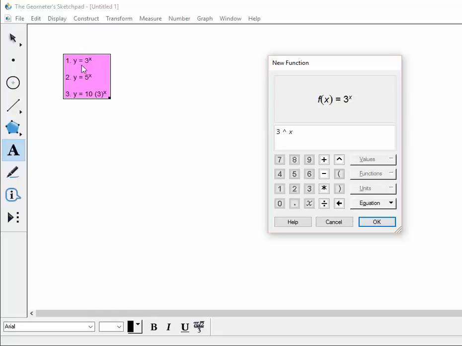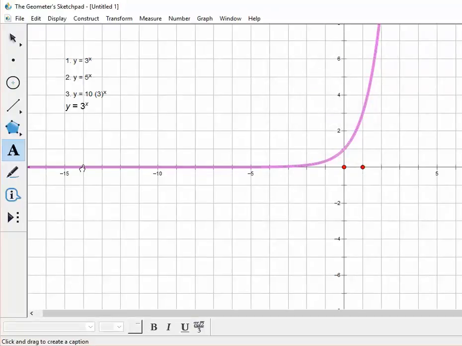Well, they have y equals. I have f of x equals. That's the same thing. I could change it to y equals notation if I wanted it to look exactly the same. And then I click OK. And see how it is increasing, and then when it starts to increase it goes rapidly. That shows you have an exponential function.